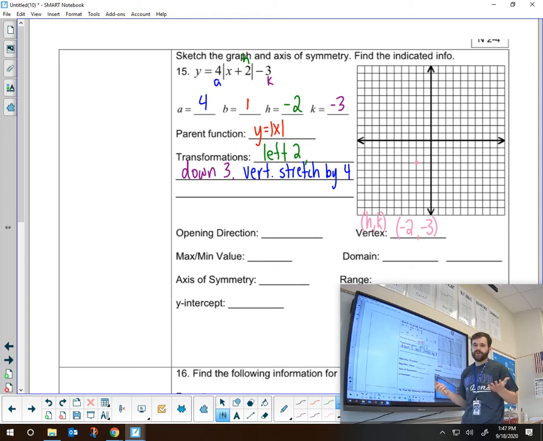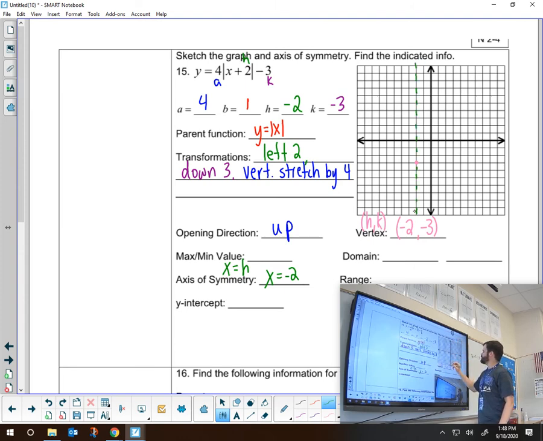Do I have a vertical reflection? No. So my opening direction is going to be up. And so we kind of have an idea of where my graph is going to be. Now my axis of symmetry, that's related to my H. My axis of symmetry is my H, and my H is -2. So here is my axis of symmetry at x equals -2.